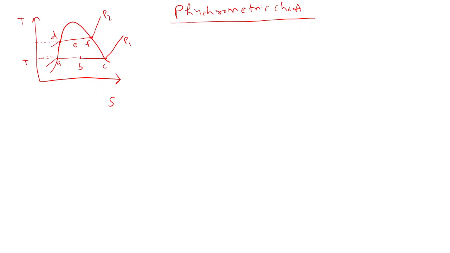The saturation temperature corresponding to pressure P1 is T, and the saturation temperature corresponding to pressure P2 is T dash. And here we already know, here liquid used to be there, and here vapor used to be there, and in between liquid plus vapor would be there. No doubt till here, right? Yes, sir.